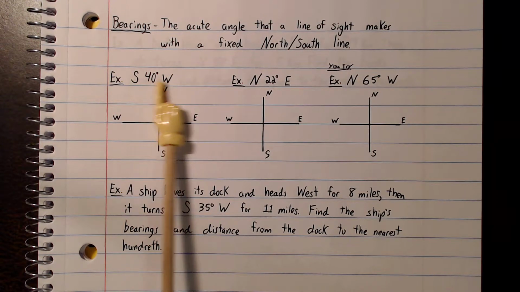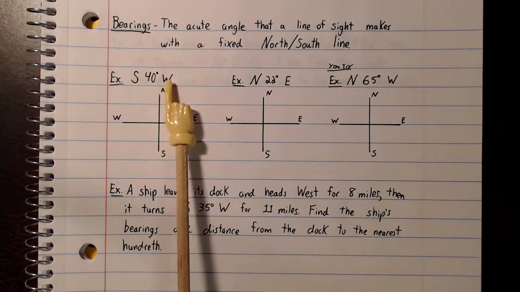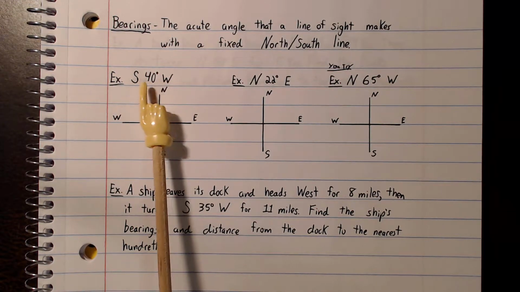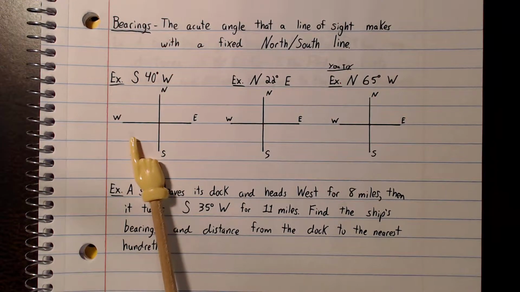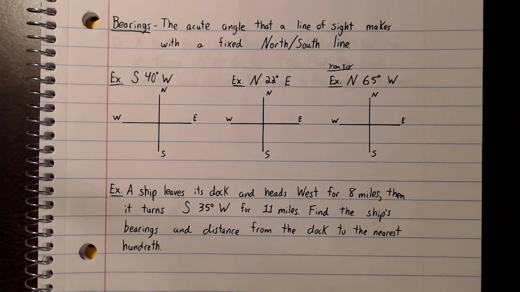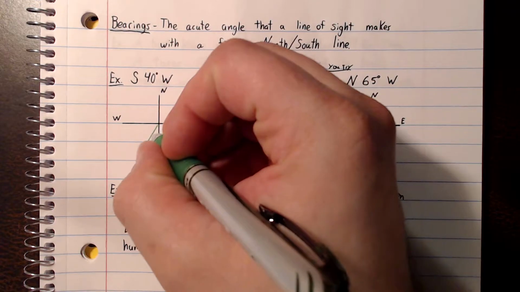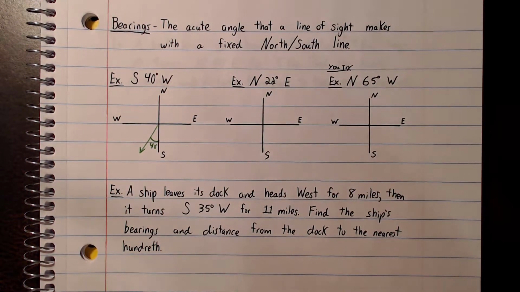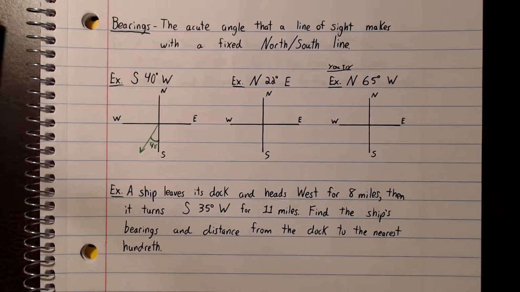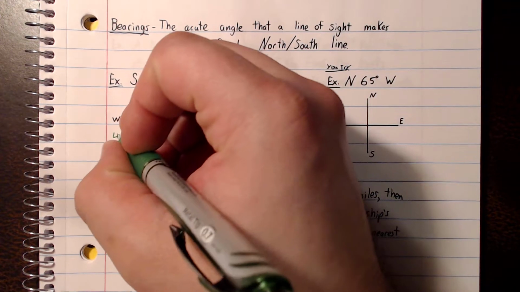First, they're going to tell you which part of the north-south line to start from. So this example says start from south, and it wants us to head west 40 degrees. So I'm going to start from south and head west 40 degrees. So that would be our bearing. Okay, that's how that particular one works. And this green line is our line of sight.